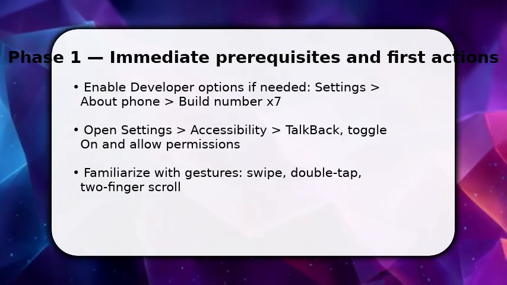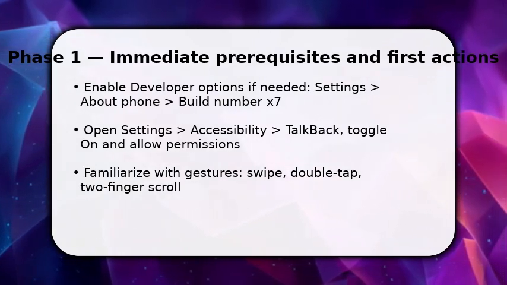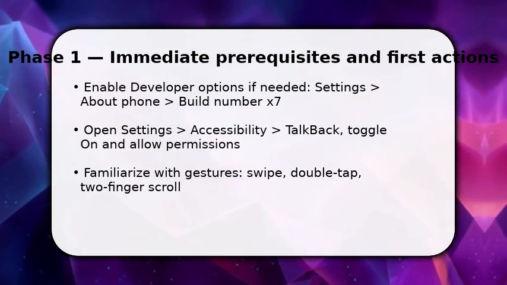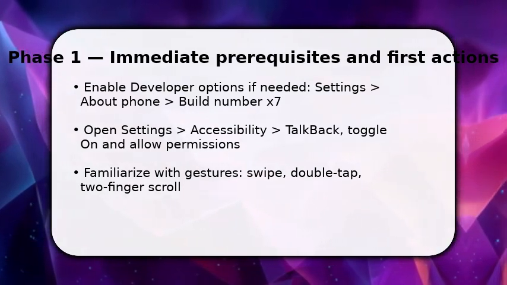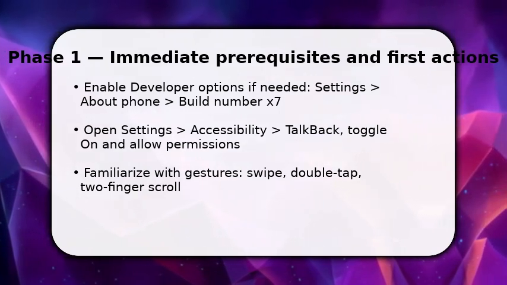You're starting with the essentials. Open settings and go straight to accessibility so you don't waste time. Turn Talkback on and grant microphone and storage permissions. This allows voice guidance and sound feedback to work correctly. Once done, practice the core gestures.